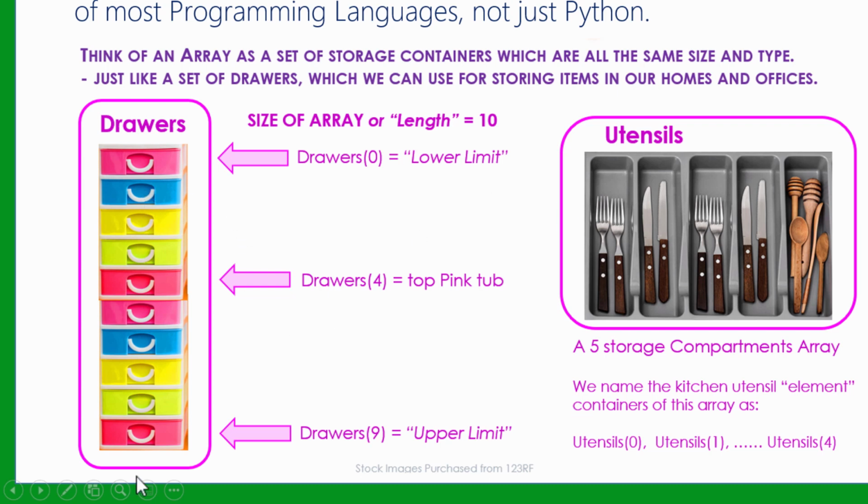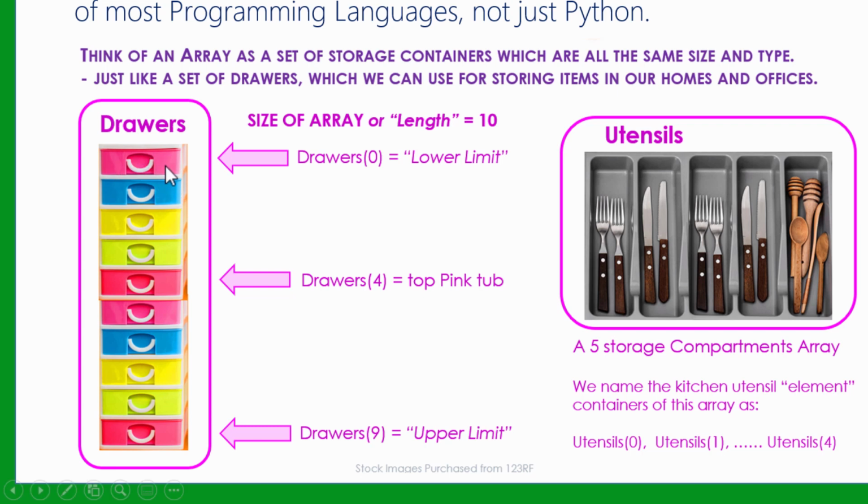So here we've got some drawers on the left here, and if you count them up, there's actually 10 drawers, so the length of the array or the size of the array is 10 because we've got 10 storage compartments in it. All right, but the thing is that the computer starts numbering at 0, not at 1. So the computer doesn't count 1, 2, 3, 4, 5. It counts 0, 1, 2, 3, 4, 5.